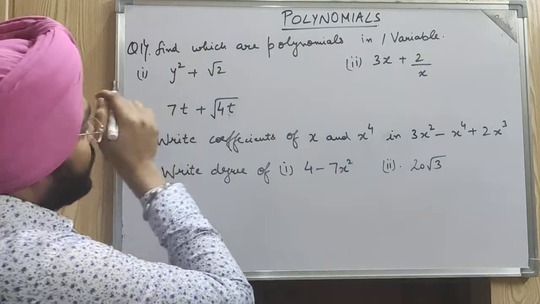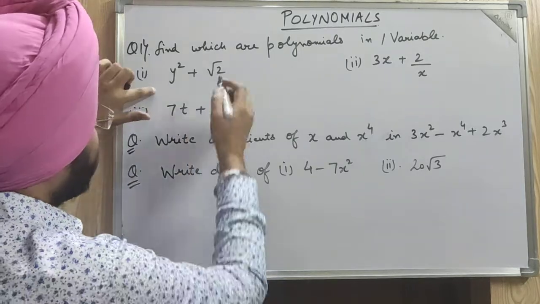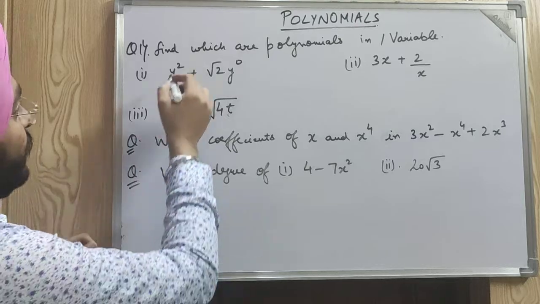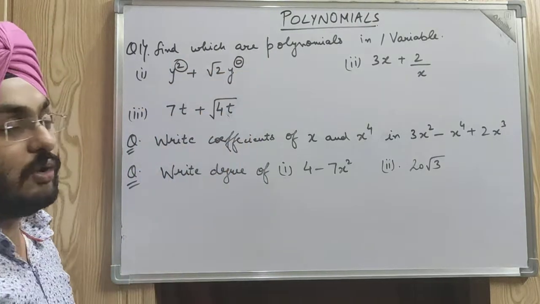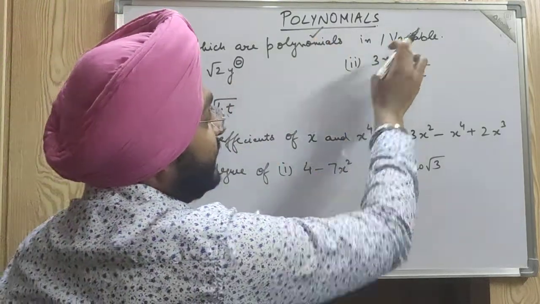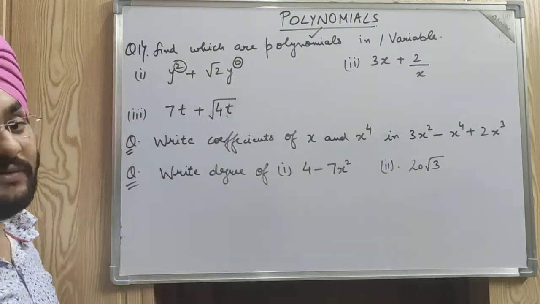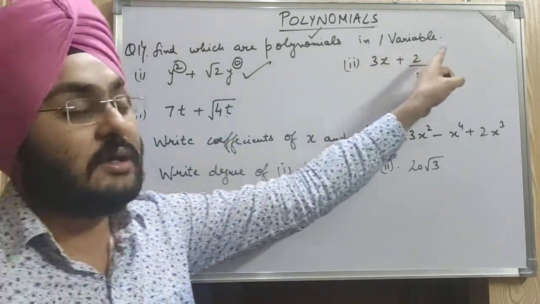So basically, is it a polynomial? I will say yes, it's a polynomial. If I write this, can't I write it this way: root 2 y raised to power 0? So this one is also a whole number. This one is also a whole number. So I will say, okay, it's a polynomial. Now he is saying check whether it is in one variable. Yes, it's in one variable since we have just y as a variable. So this one is a polynomial in one variable.